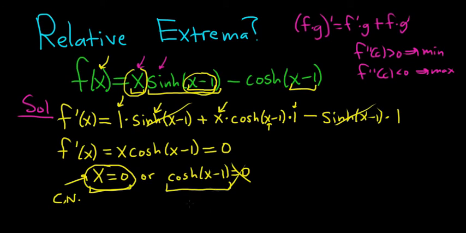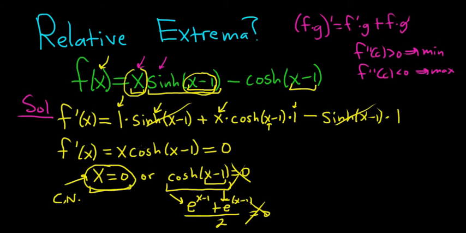It can't happen. If you're not convinced, you can use the definition of cosh. In this case, cosh of x minus 1 would be e to the x minus 1 plus e to the negative x minus 1, over 2, equals 0. This is positive plus positive. There's no way it can be 0. Game over. Okay, so x is equal to 0. That's our critical number. So now all we have to do is take the derivative again and plug in 0.